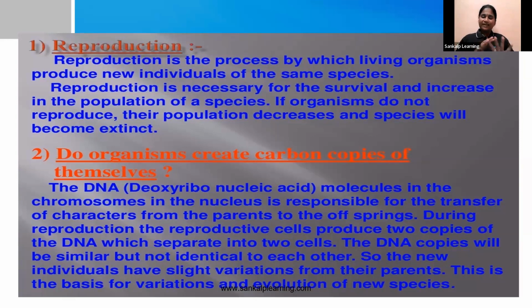So when we come to the scientific definition of reproduction, very easy. It is a process by which living organisms produce new individuals of the same species. While writing the definition, we should be precise. Living organisms produce new organisms, new individuals, but of the same species. Dogs will give birth to dogs only. Human beings will give birth to human beings only. That process is considered reproduction.